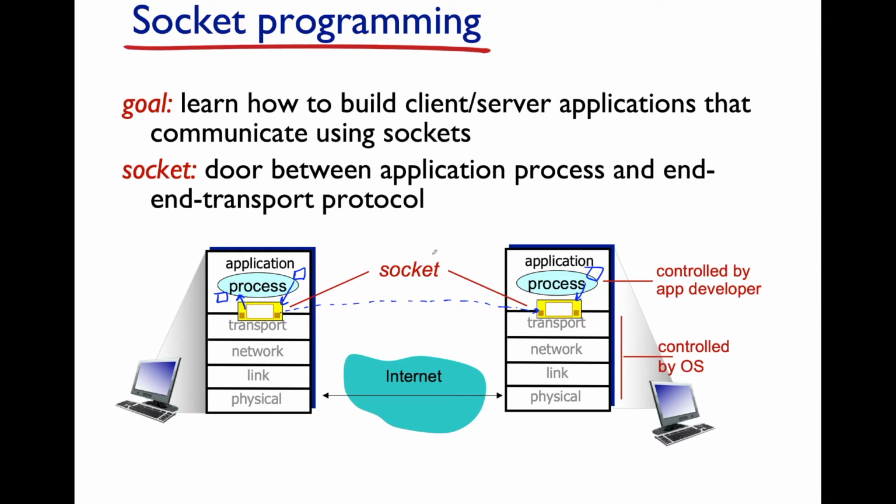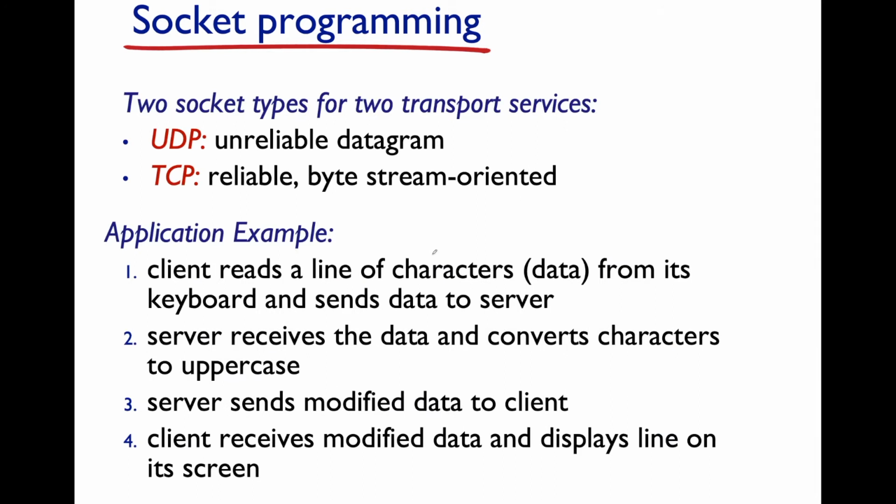And so the socket acts like a door between the application processes, and this door uses this end-to-end transport for the delivery of that packet of information to the endpoint on the other side of this communication. So there are two types of socket, and therefore two types of transport protocol services. One is UDP, the unreliable service, and the other is TCP, the reliable service.